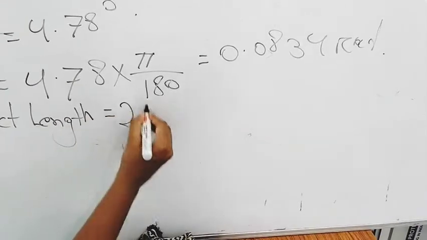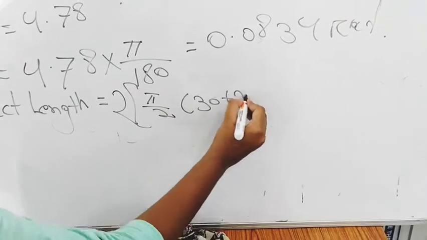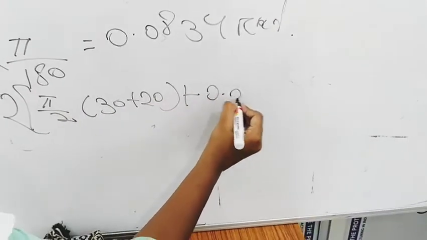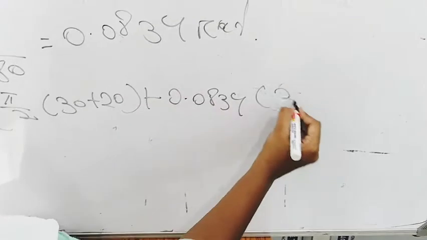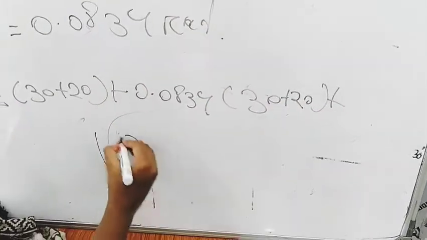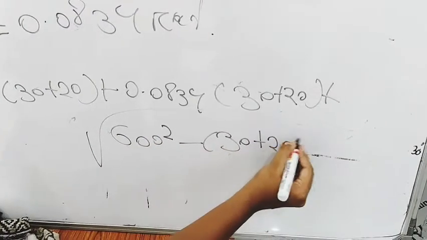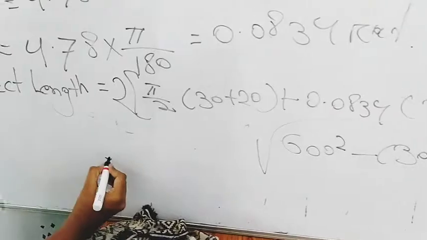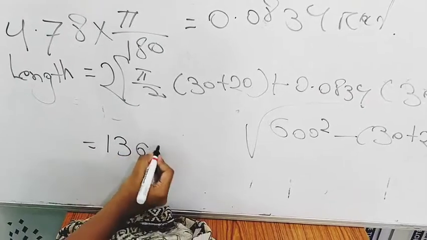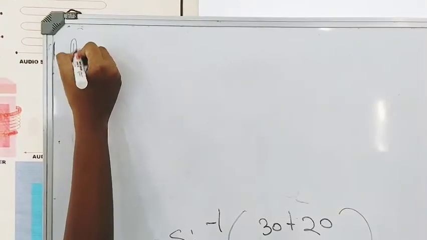So the exact length is equal to 2 into [pi by 2 (30 plus 20) plus 0.0834 (30 plus 20) plus root of 600 square minus (30 plus 20) the whole square]. After solving this, the answer will be 1361.24 centimeter.